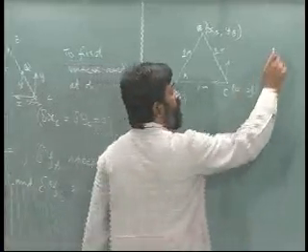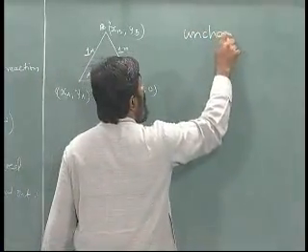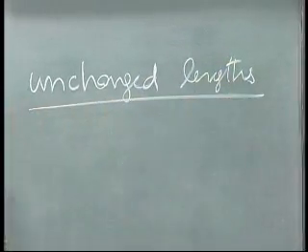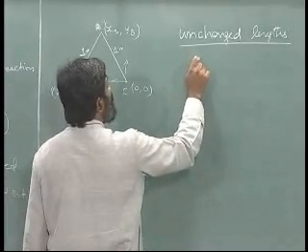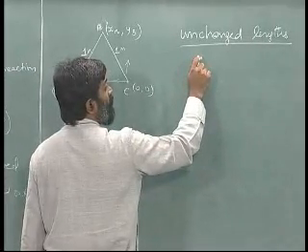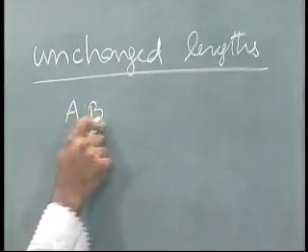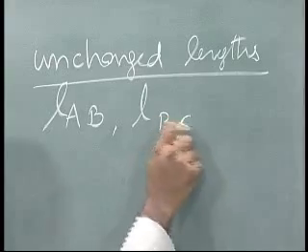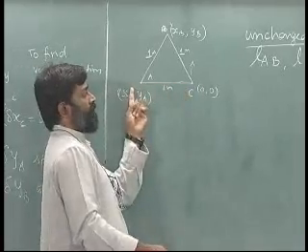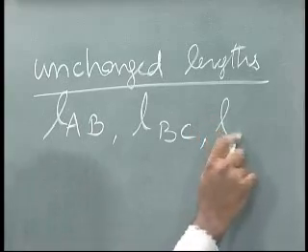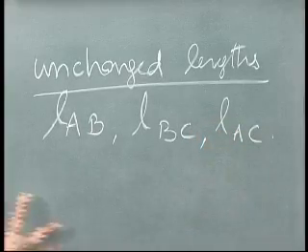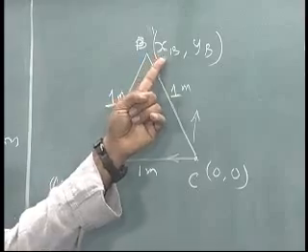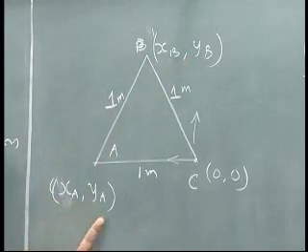What are the unchanged lengths? This is very useful to start with. Length AB, length BC, and the other one also is something I know, length AC. So I can make use of these in the geometry in order to write down relationships between these points xa, xb, ya, yb.